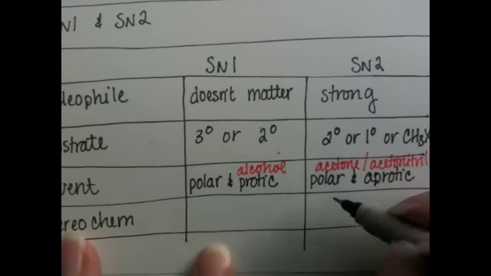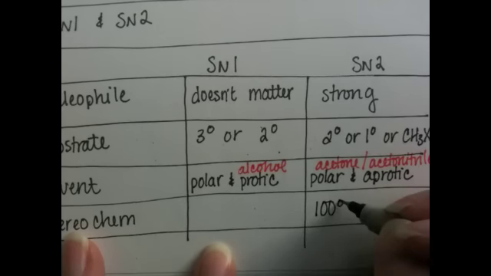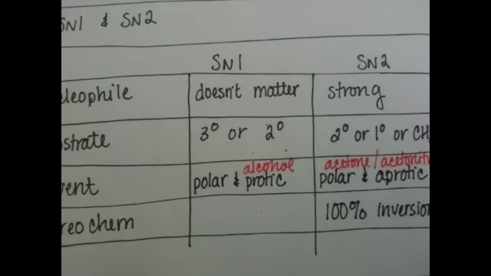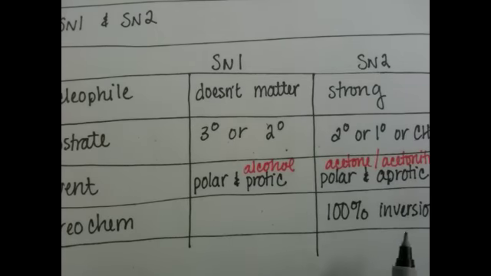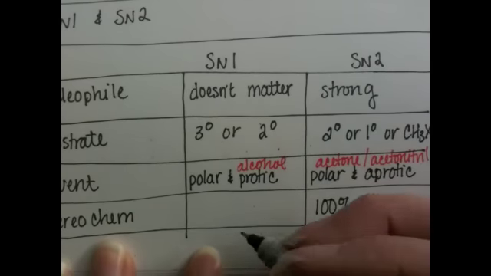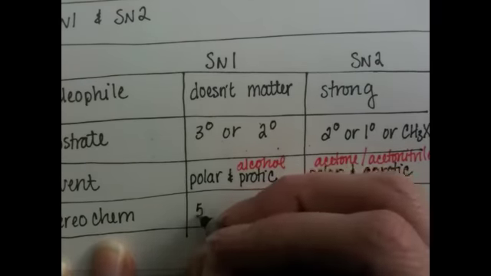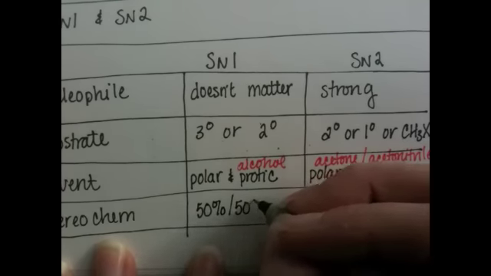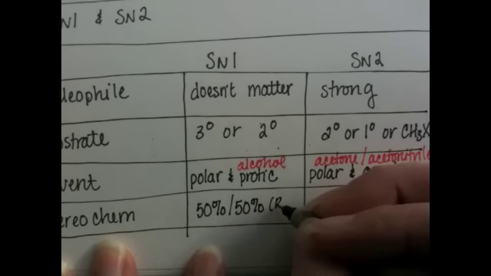In the SN2 reaction, we saw how you get, like, an umbrella flipping itself inside out, 100% inversion. If you have the possibility of stereochemistry in your substrate, in your product, you're going to get 100% inversion from R to S or S to R. In an SN1 mechanism, if you have stereochemistry, you're going to get a racemic mixture, 50-50 R and S.